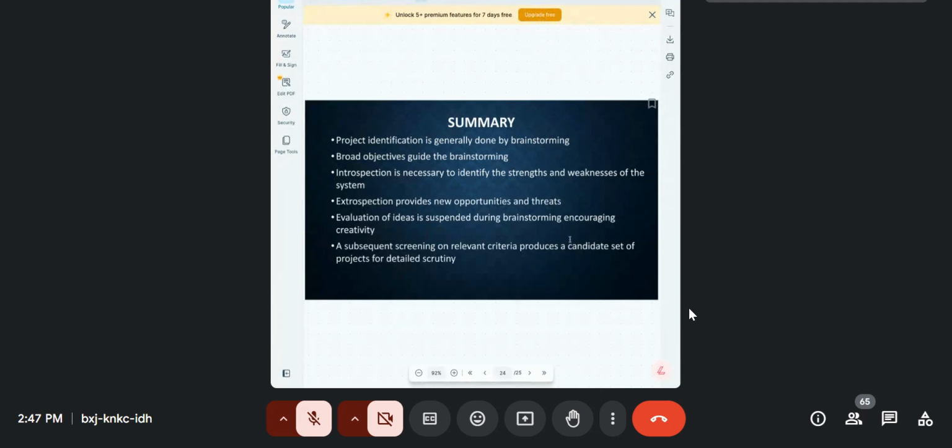So to summarize this, project identification is generally done by brainstorming. Then broad objectives guide the brainstorming. So we have our objectives, the brainstorming, then we have our list of projects. Then introspection is necessary to identify the strengths and the weaknesses of the systems. And an extrospective view provides new opportunities and threats.